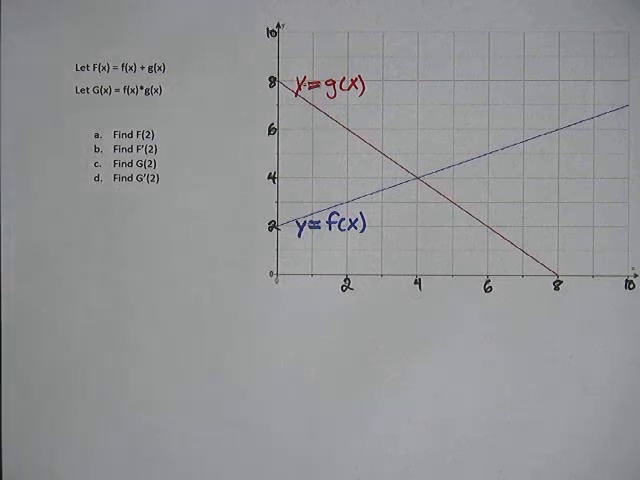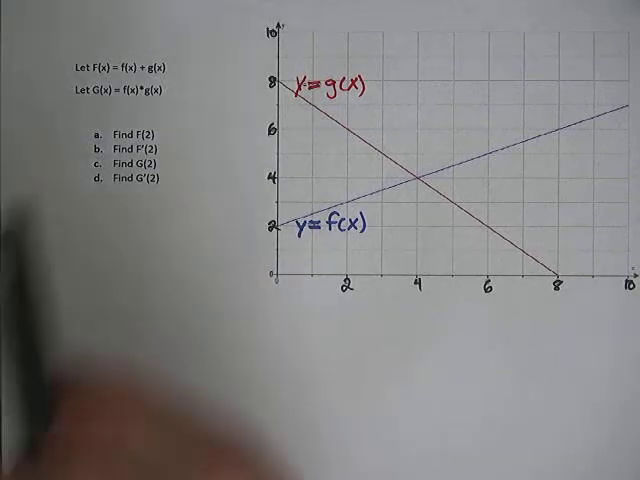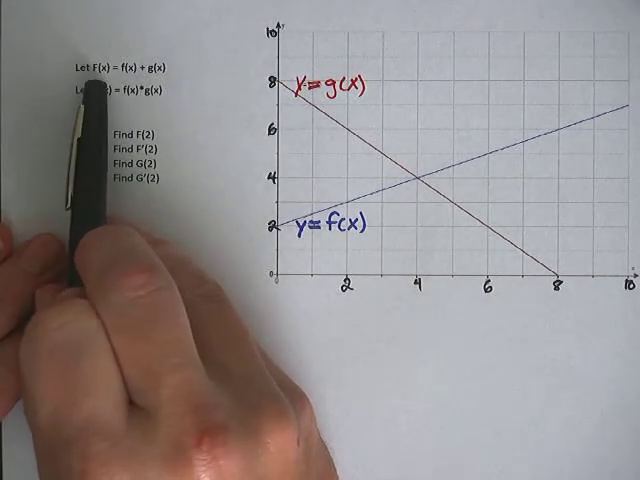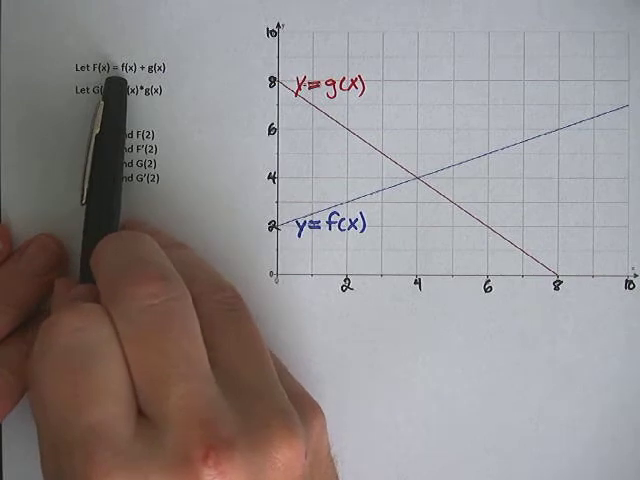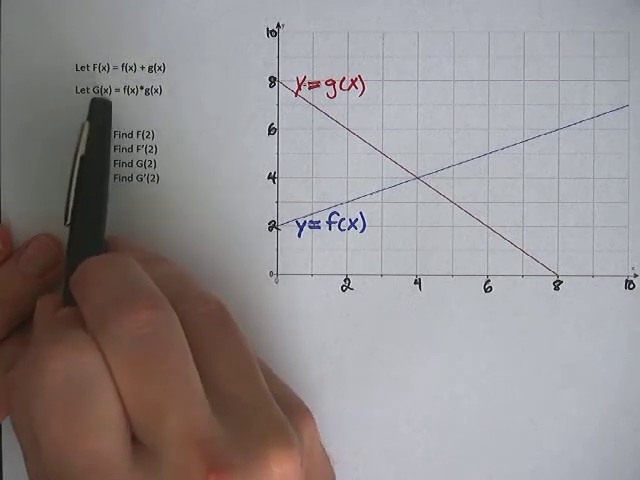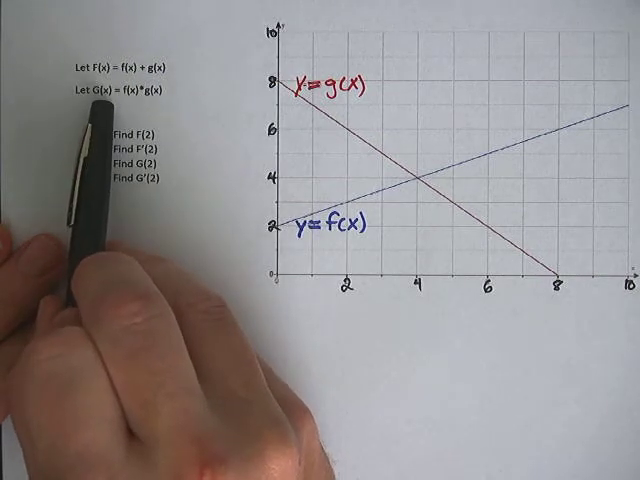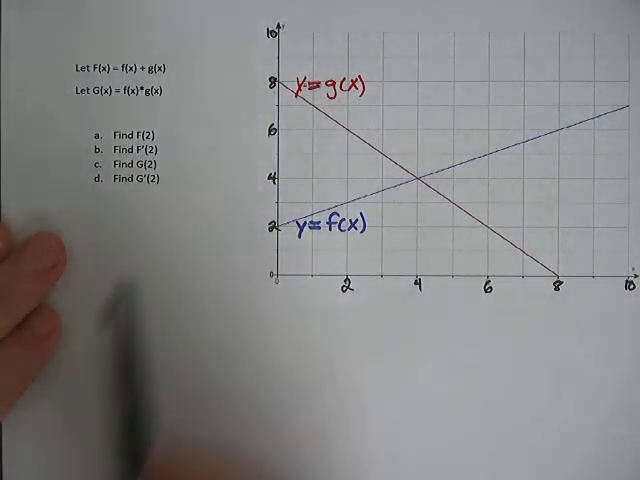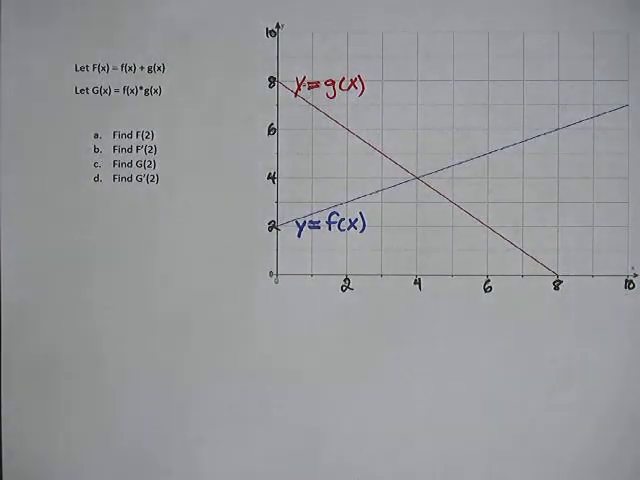Okay, in this problem, we're given a graph of two lines, y equals g of x and y equals f of x. And then we have these statements that F, with a capital F of x, is equal to f of x plus g of x, and that G of x with a capital G is equal to f of x times g of x. And then we're asked to find some function values there.